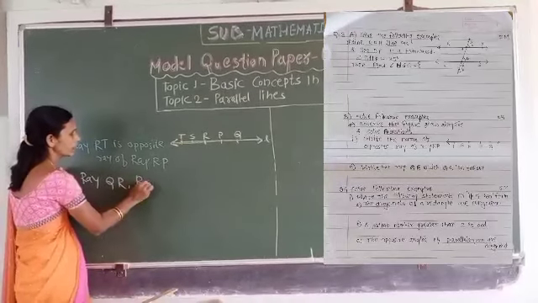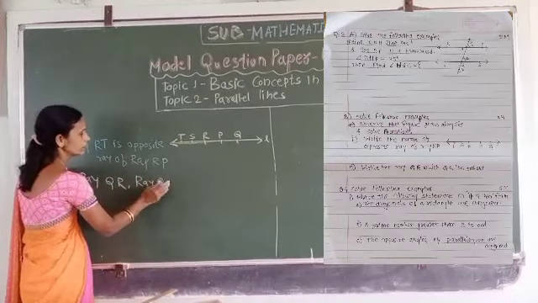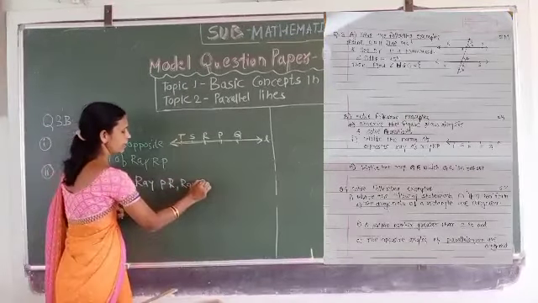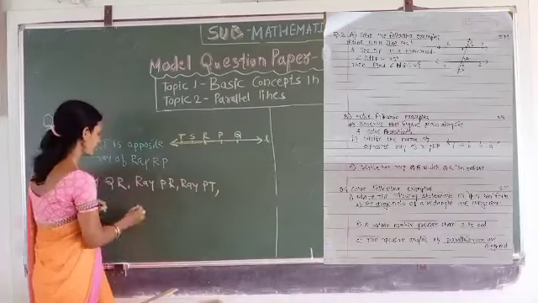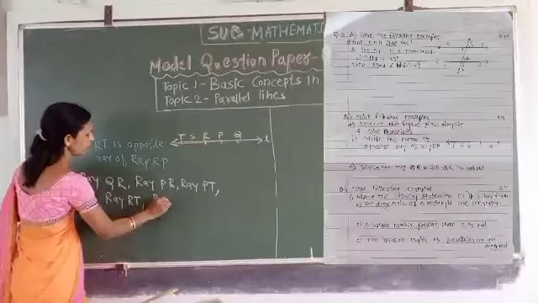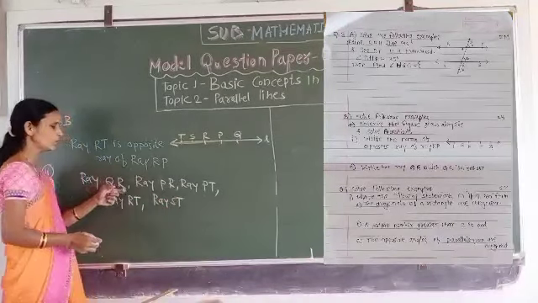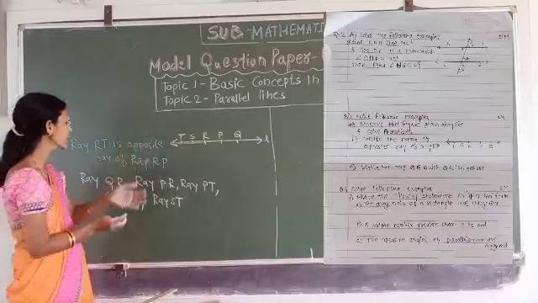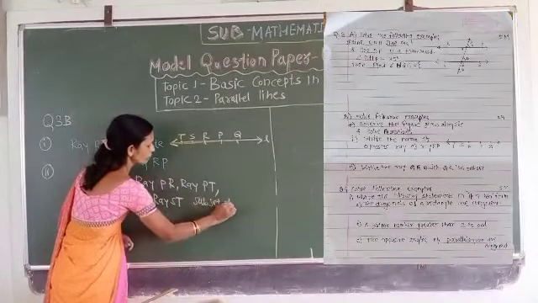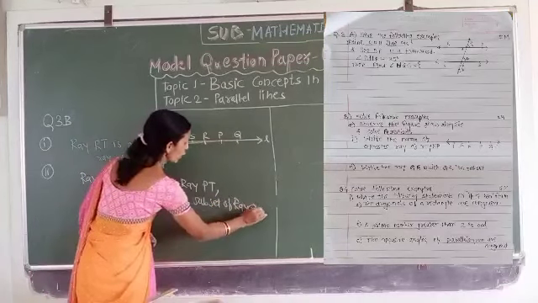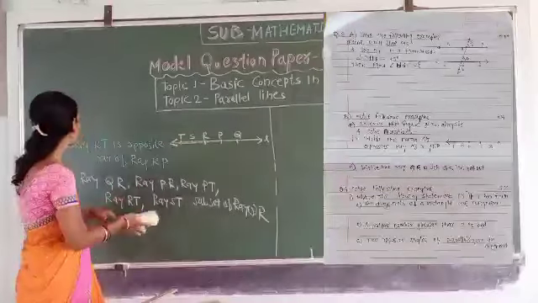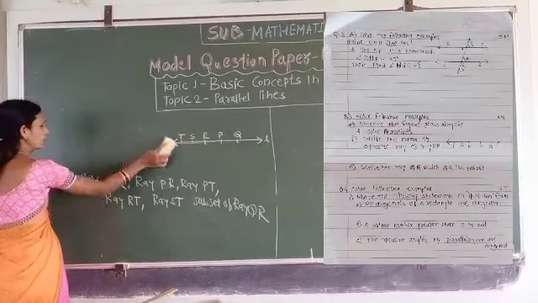Ray QR, ray PR, ray PT, ray RT, ray ST are a few rays which are subsets of ray QR. Then that is the examples which are given in question number 3b.